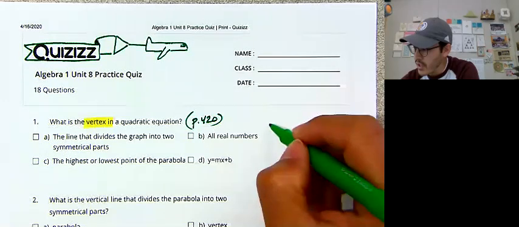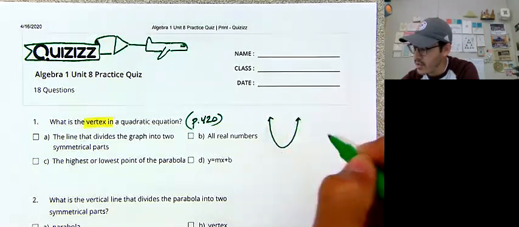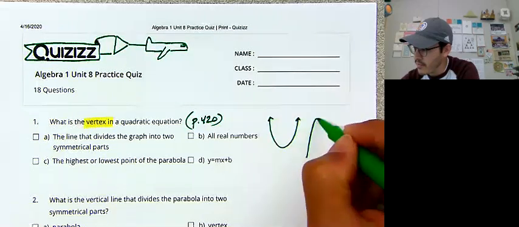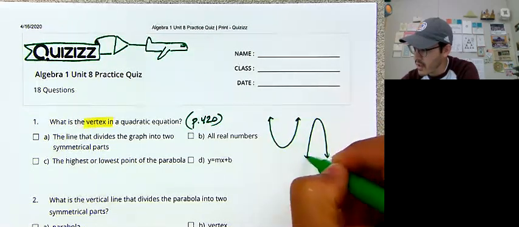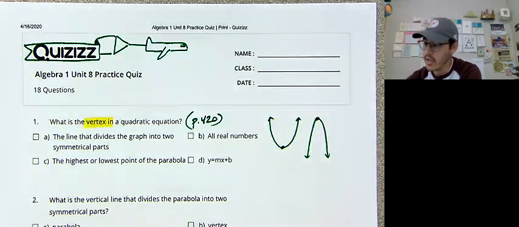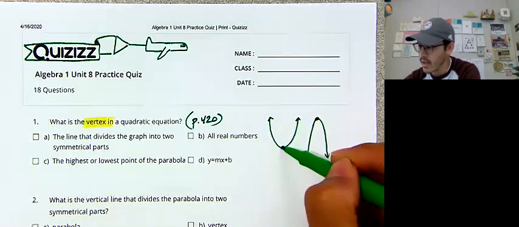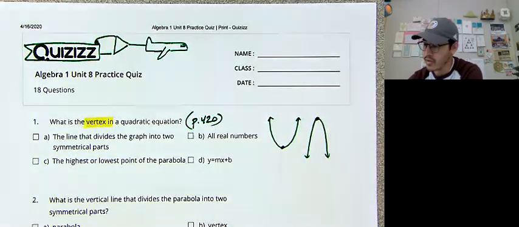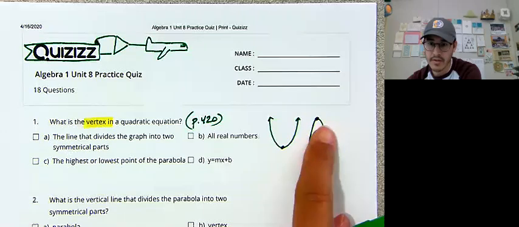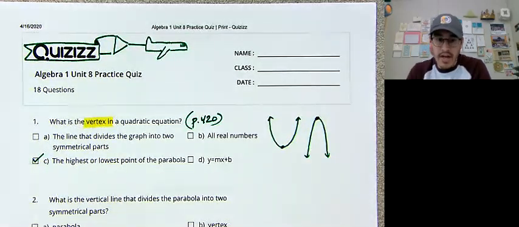Visually, the vertex is a very special, very unique point on a parabola. It's kind of like the point where the parabola changes direction. So it may be going down and then up, or up and then down. So the vertex is kind of where it bottoms out or where it peaks. So that makes C the clear answer, right? It's the highest or lowest point on the parabola.